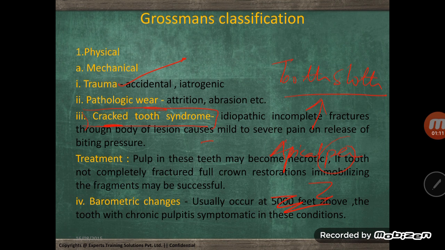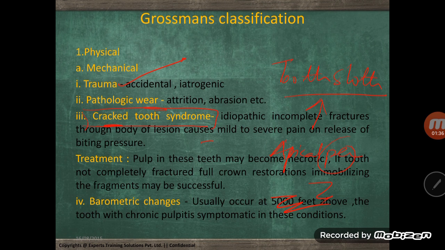And you can suspect or visualize this cracked tooth syndrome with a light. That is the transillumination test, where you can see how the crack is propagating and how the crack is going deep into the dentin or enamel. Or you can use methylene blue dye or 2% iodine to clinically visualize this crack.